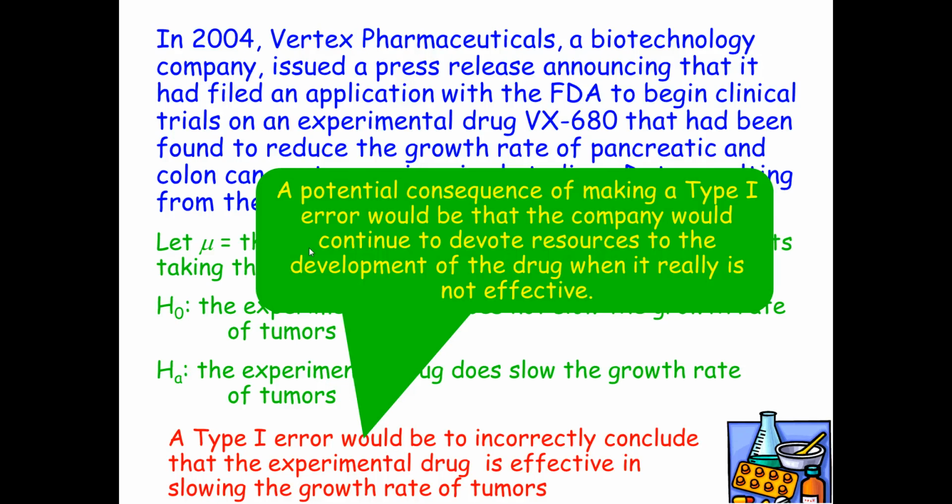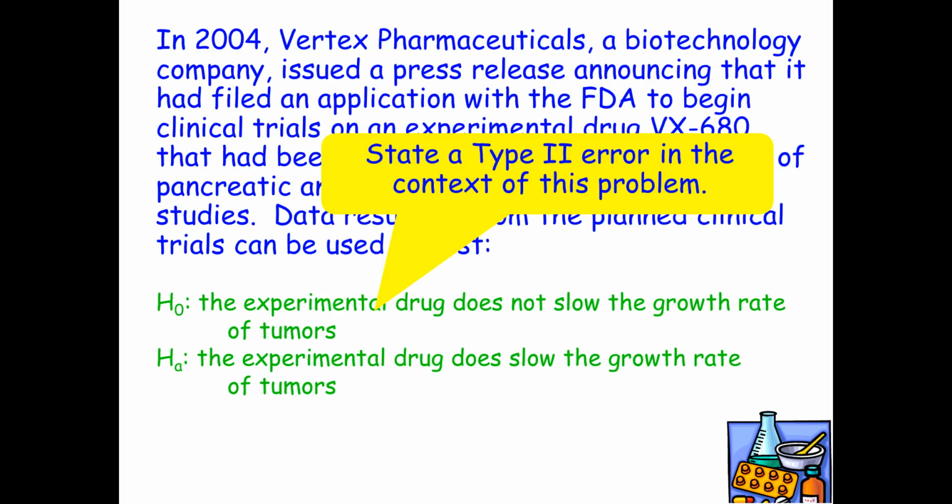So let's look at the opposite. What's a type 2 error? The type 2 error would be failing to reject a false null hypothesis. So in other words, accepting an incorrect null hypothesis.